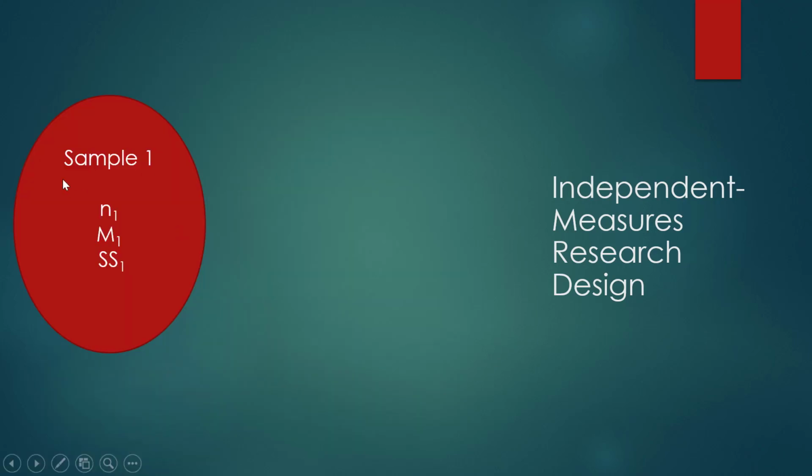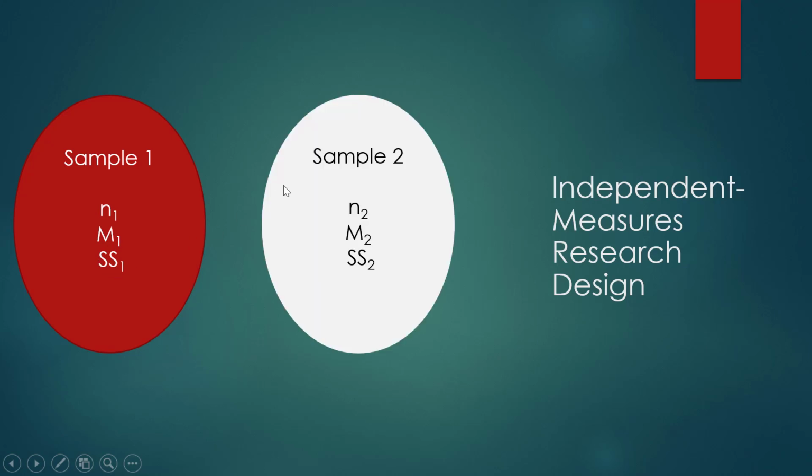So here's just the notation, just to keep it straight. Sometimes it might get a little confusing. Here we're only going to be talking about 2 samples that we're comparing, but some studies get much more complex. So when we talk about sample 1, the number of individuals in sample 1 is going to be n sub 1. The sample mean for sample 1 will be M sub 1. And the sum of squared deviations for sample 1 will be SS sub 1, and so on and so forth. For sample 2, the number of individuals in the sample will be n sub 2. The sample mean will be represented as M sub 2. And the sum of squared deviations will be represented as SS sub 2.